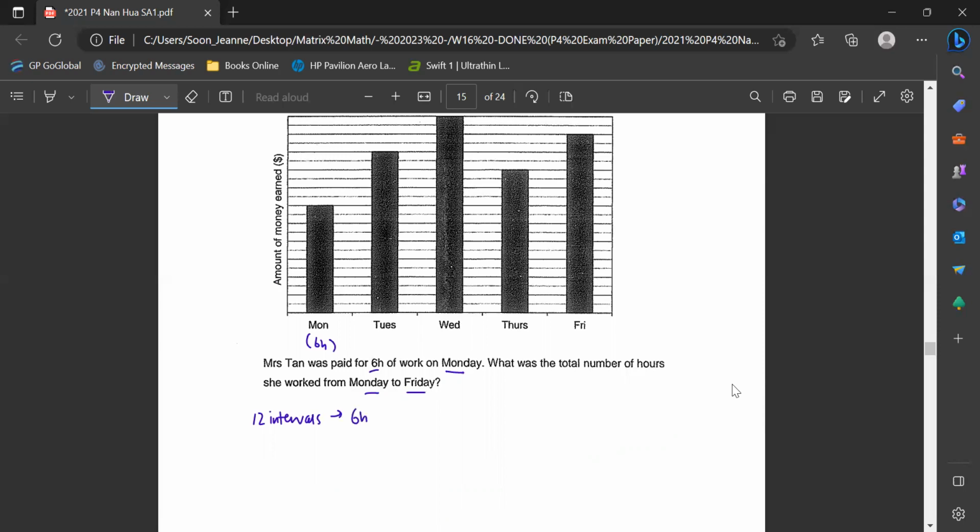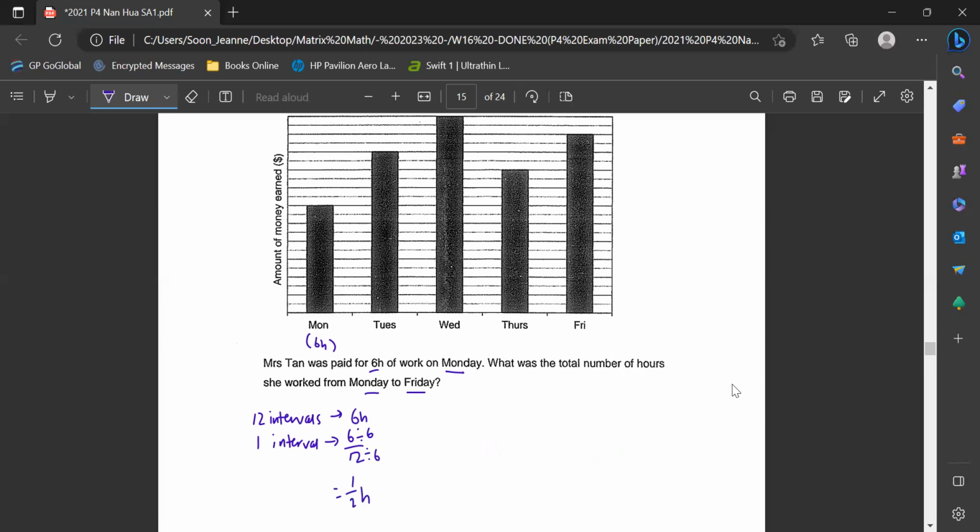So remember, we always have to find one interval. Okay, so you will tell me, teacher, 6 cannot divide by 12. So you just write it in fraction, 6 over 12. Okay, so you know that this one you just simplify into the simplest form. So you divide by 6. One interval is actually representing half an hour.